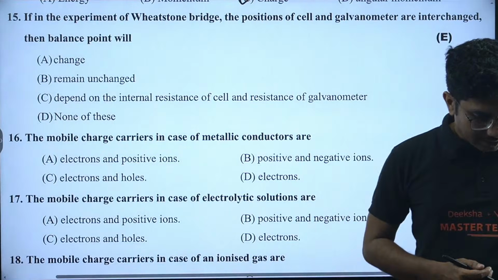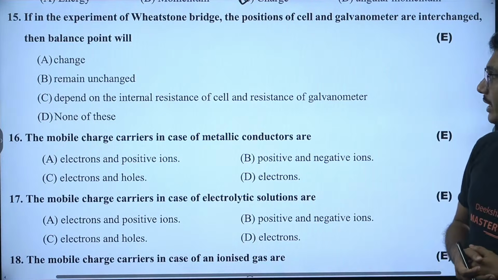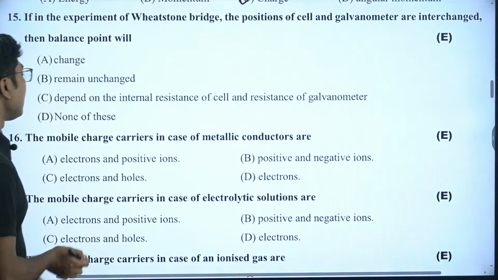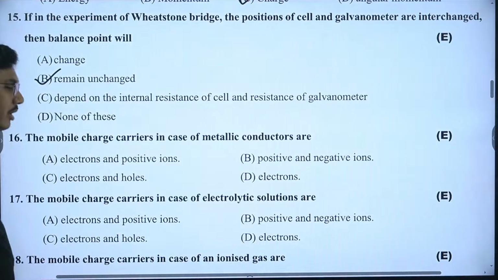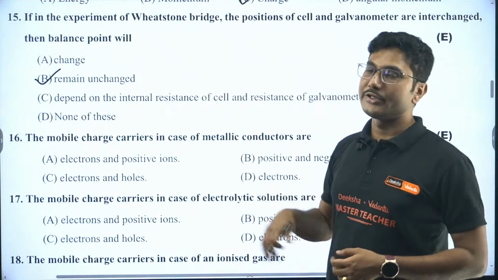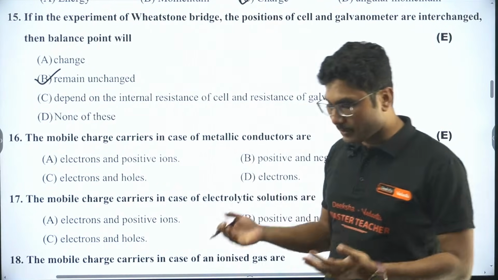15B. Nagraj, Ashel, Komal, Mansi, everyone is saying B. Okay, the relative position of the battery and the galvanometer does not affect the condition. The only condition that affects the balance condition is whether P by Q is equal to R by S or not. If that is satisfied, then the bridge will be balanced.